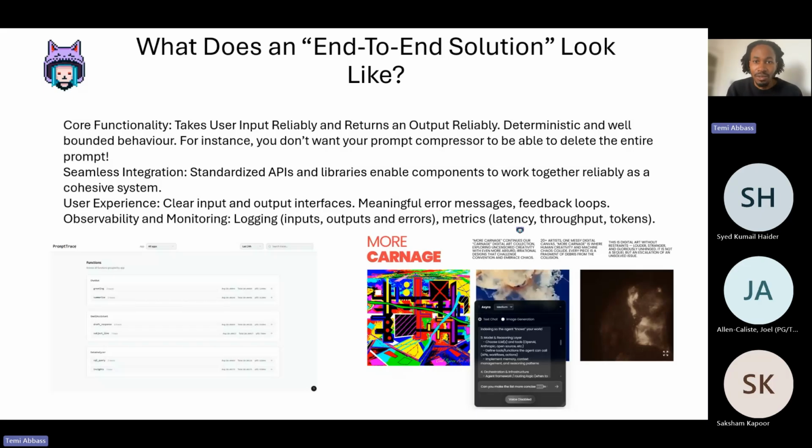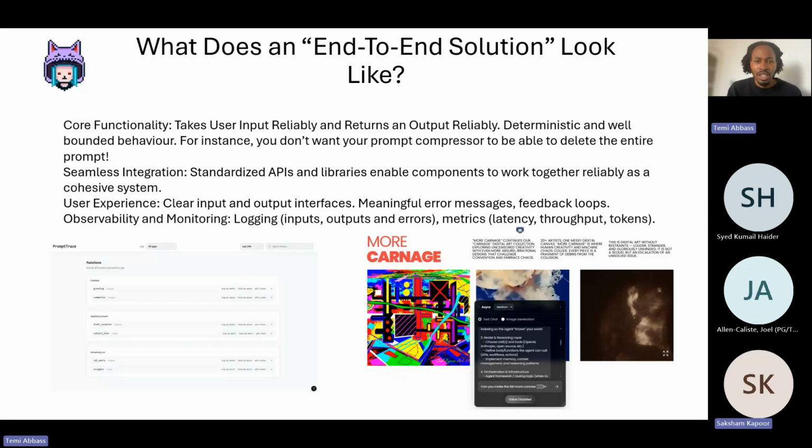I left the example there for Joel. For instance, you don't want your prompt compressor to have the ability to remove all the characters in the prompt. So hopefully there would be some sort of guidelines to stop that from happening. Secondly, seamless integration. So APIs, all the libraries and frameworks you're using work together reliably with your internal algorithms or code. That's standard procedure. Then user experience, clear input and output interfaces.